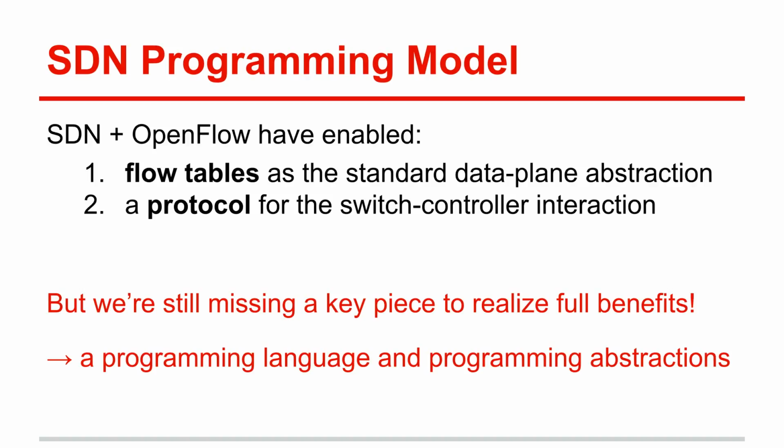So this programming model has enabled a lot. It's enabled flow tables to be the standard data plane abstraction in networks. And it's also brought about a protocol for this switch and controller interaction. All of that is great, but we're still missing a key piece to realize the full benefits of this abstraction, which is a programming language and some greater programming abstractions to make this better for users.